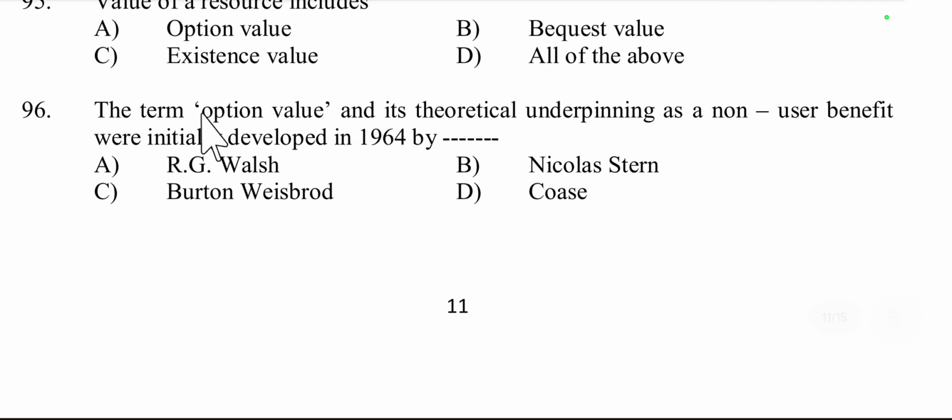Then question number 96, the term option value and its theoretical underpinning as a non-user benefit were initially developed in 1964 by who? It was used by Burton Weisbrod. Option C is the right answer, because Burton Weisbrod introduced the concept of option value in 1964, defining it as the value placed on preserving a resource for possible future use.